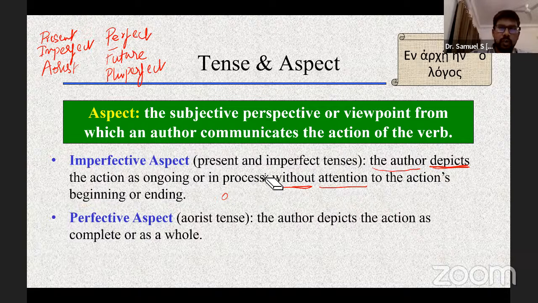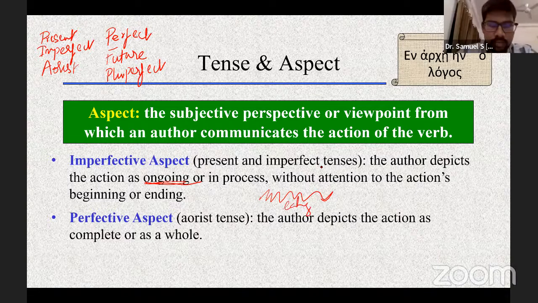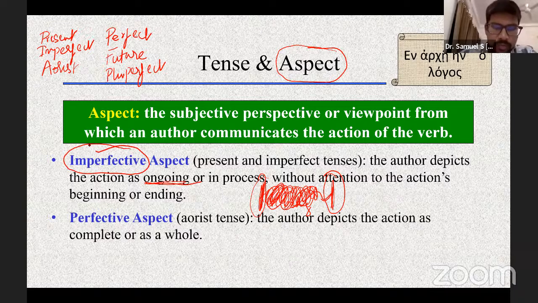So in the imperfect tense form, the narrator is looking at the action as unfolding, ongoing. He's saying eating is going on. He is eating. No mention of when he began eating or when he will end eating. The author is not looking at the beginning and ending. The author is just looking at the action unfolding, happening, ongoing, and is communicating that imperfective aspect, that the action is ongoing.